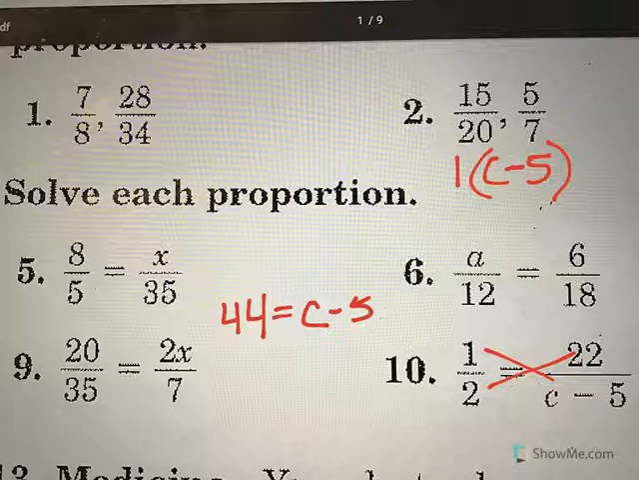I'm isolating the variable, so I'm subtracting 5. What's the inverse, opposite of subtracting 5? Adding 5. Whatever you do to the right side, you do to the left side, because those cancel out.